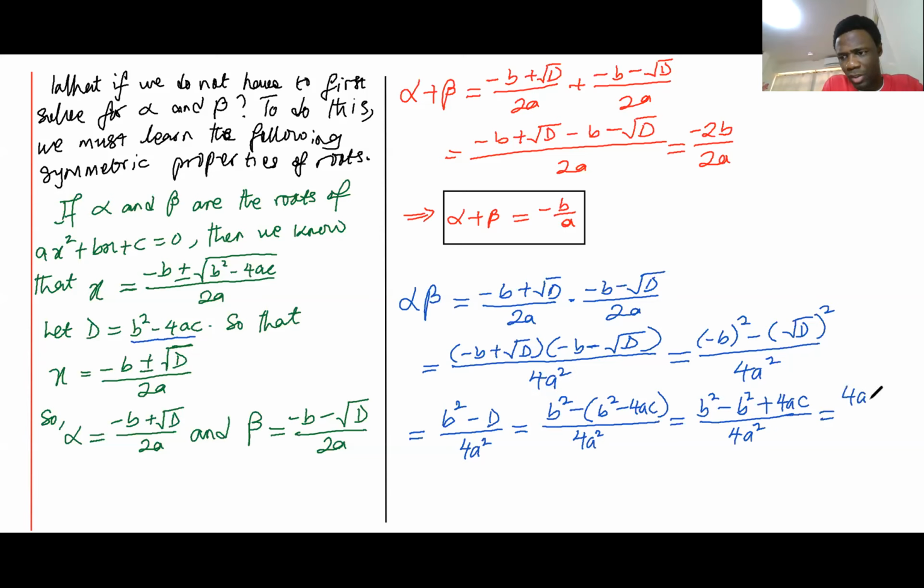So that is 4ac divided by 4a squared. What does this reduce to? C over a. Good. So alpha beta is simply c over a. This is one of the tools you need to have and always remember. So again, everybody take notes. Alpha plus beta is minus b over a. Alpha beta is c over a.